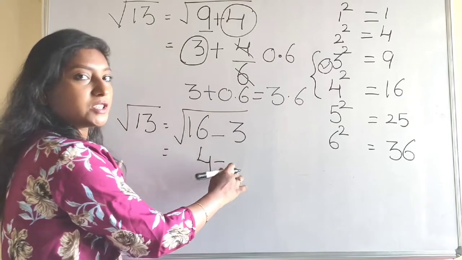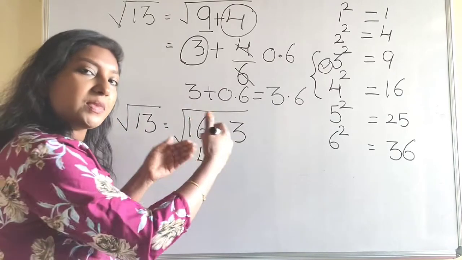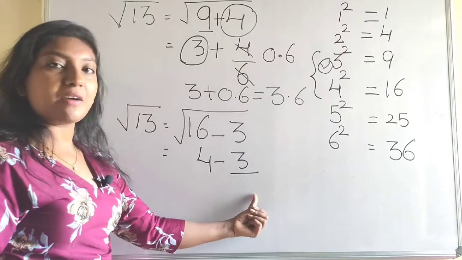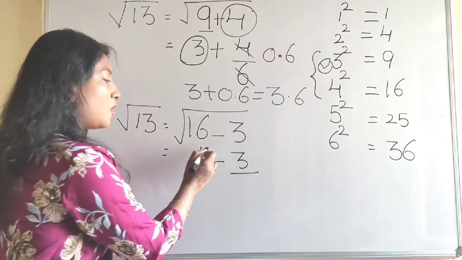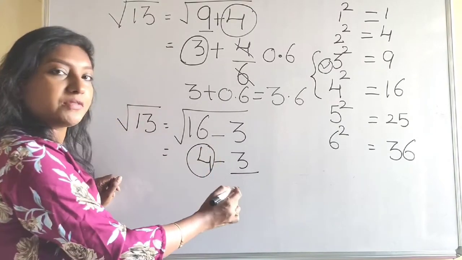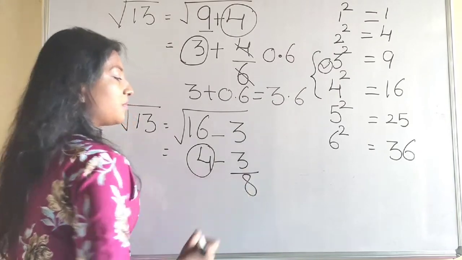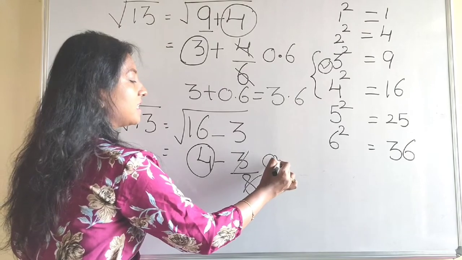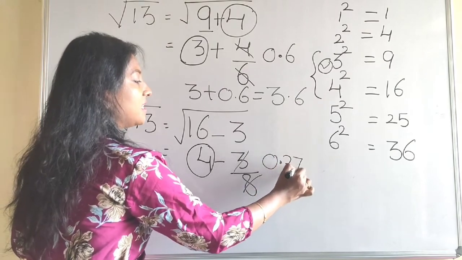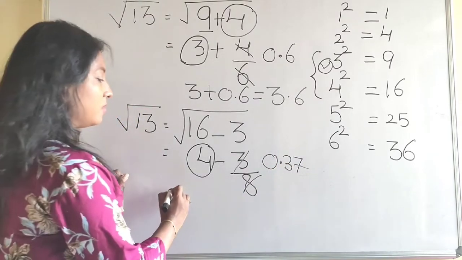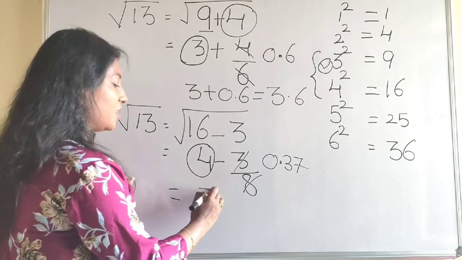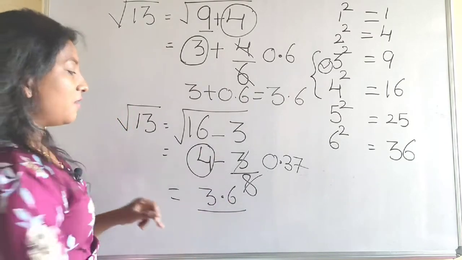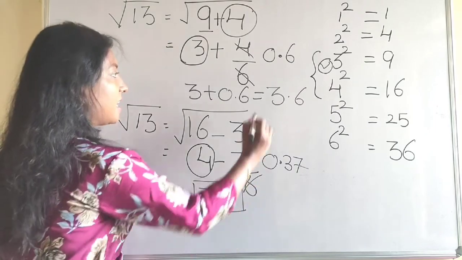And bring this number down here. No need to do anything. Just bring the number down. Minus 3 and divided by, here what we have to write? We have to take the double of this number. What is the double of this number? That is 8. 4 minus 3 by 8. If you cancel this, you are going to get 0.37. Now, if you subtracted it, you are going to get 3.6. See, we got here 3.6 and here also 3.6.